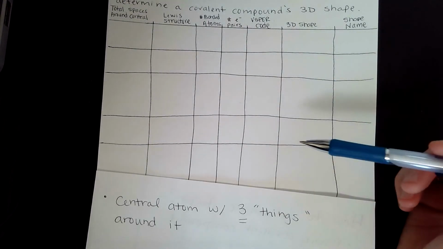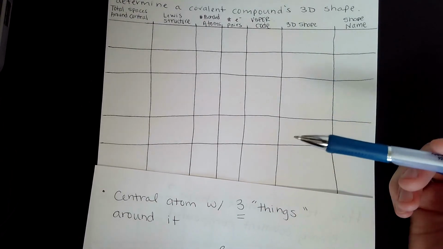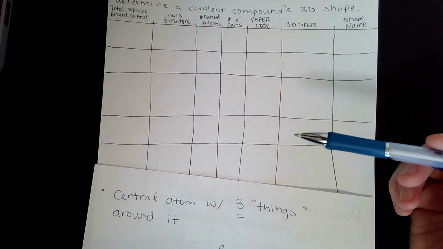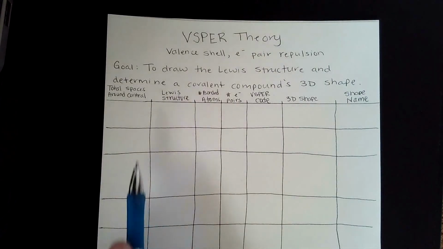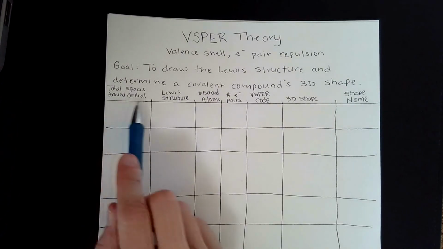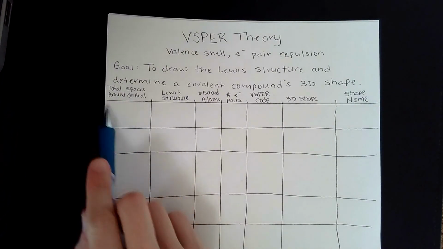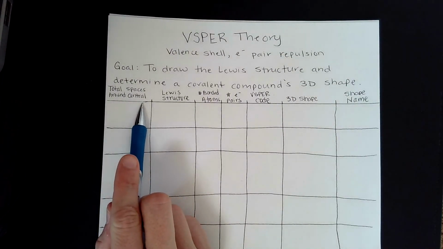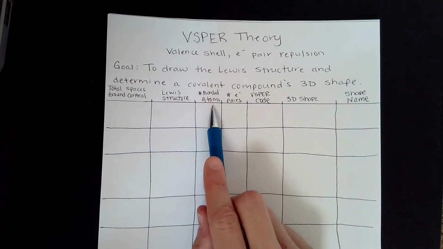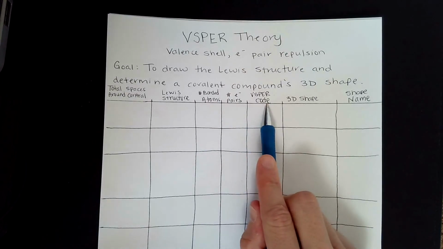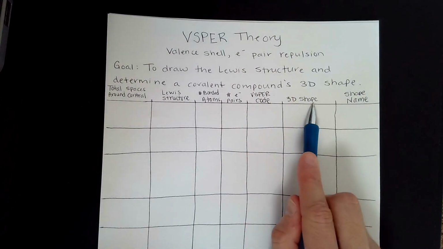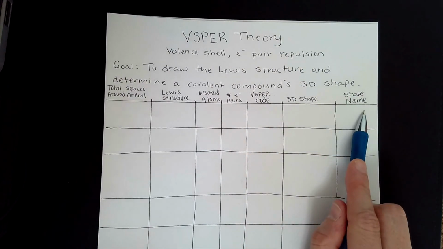And it's a good idea to have this all in one spot so that when you're doing practice, you have something easy to reference. So let's start out this chart. Each column here, so we have the total spaces filled around the central atom, the Lewis structure, number of bonded atoms, number of electron pairs, what we're going to call the VSEPR code, the 3D shape, and the shape name.